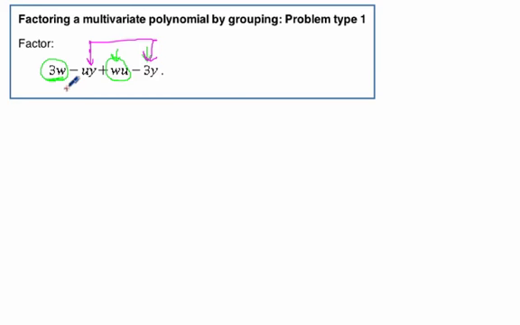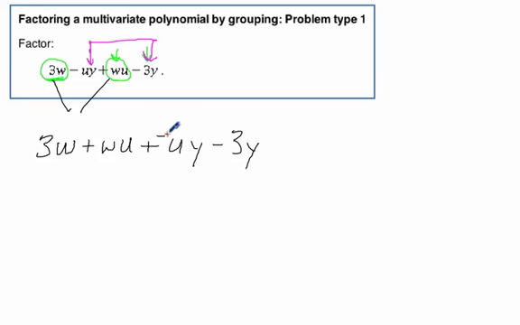So let's rearrange it so that those terms with the common factors are next to each other. So we're going to say 3w plus wu, and then minus uy minus 3y. And I'm going to go ahead and put in my secret invisible 1. And now what we're going to do is factor out. The common factor in the first two terms is w. So I'm going to write w times 3 plus u.